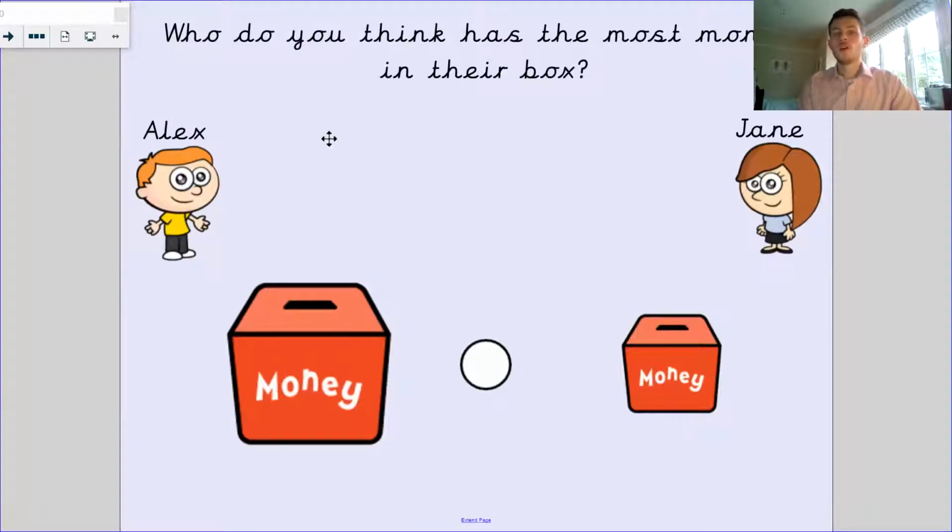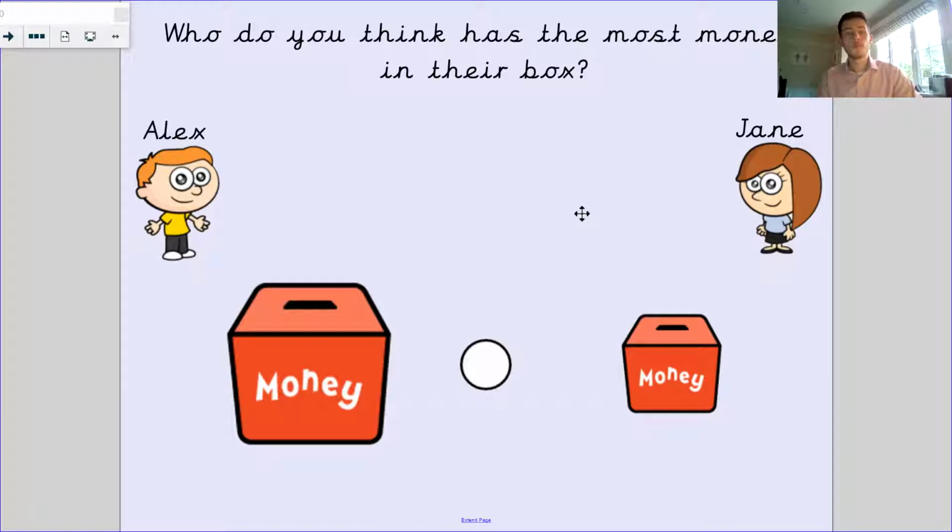So just a quick discussion question. There might not be a right or wrong answer. Who do you think has the most money in their box? So we've got a more than, less than sign here. Do you think Alex has the most money, or do you think Jane has the most money? This is Alex's money box. This is Jane's money box. Who do you think has the most money? You can pause the video and discuss and tell me why.